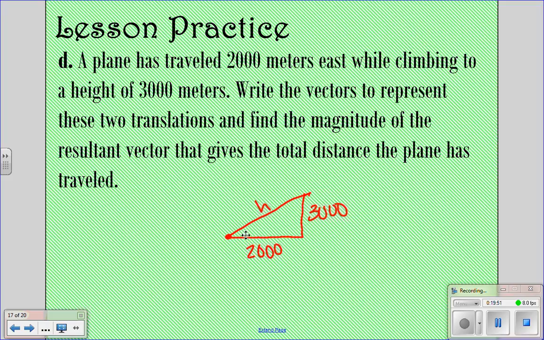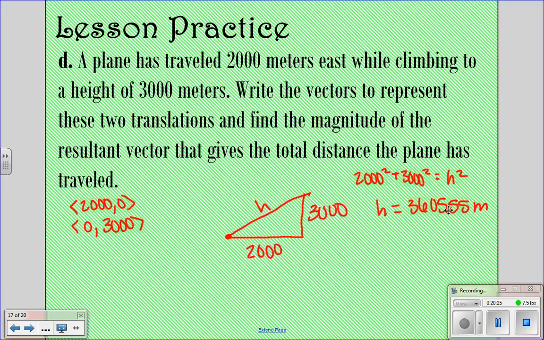It says to write the vectors that represent these two translations. So if we go this direction, that would be 2,000, 0 because we didn't go up any. And then when we used this one, we only went up. So we didn't go left or right any. We only went up 3,000. So those are your two vectors. And now to find your hypotenuse, you're just going to use the Pythagorean theorem. And so if you solve for your h, you should get 3,605.55 meters. Okay, and so that would be the answer for the magnitude that gives the total distance the plane traveled.